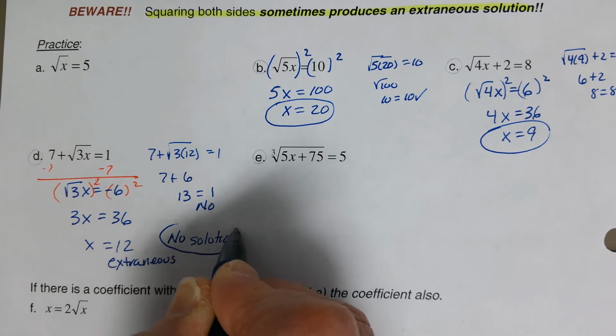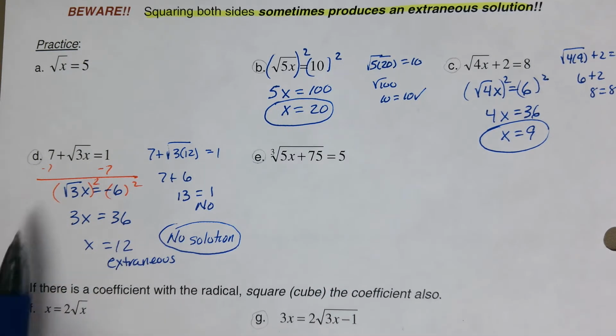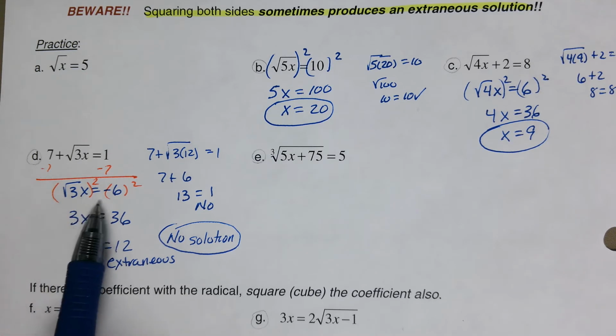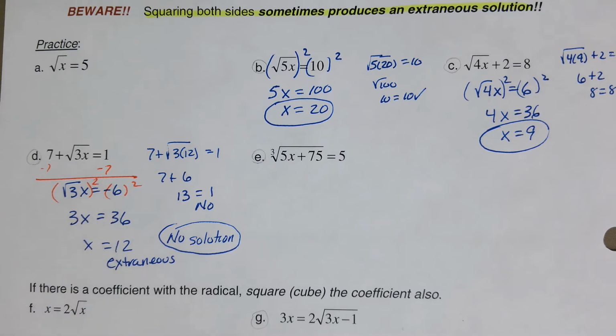Some of you may have seen that before. We even squared both sides. The square root of what is going to result in a negative 6? There is no number. If you take its square root, it would not result in a negative value.